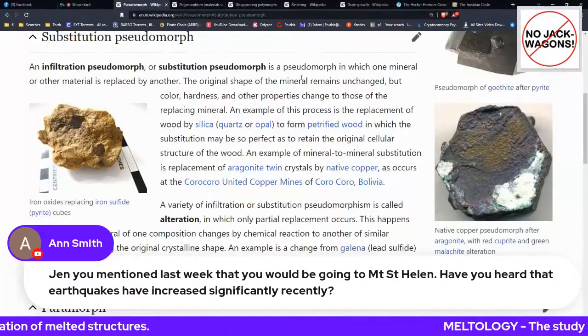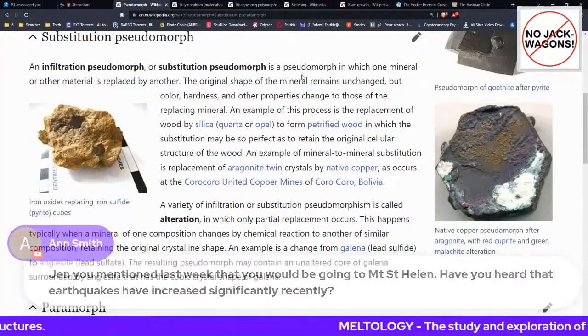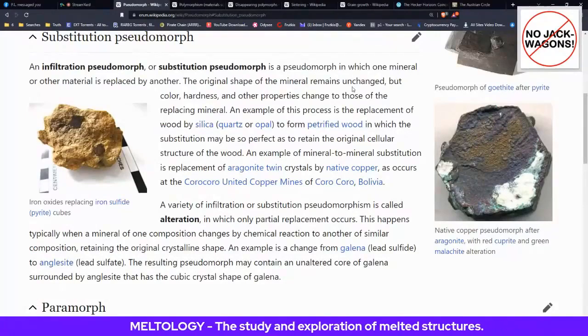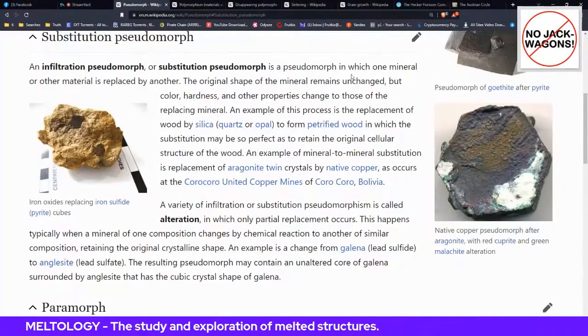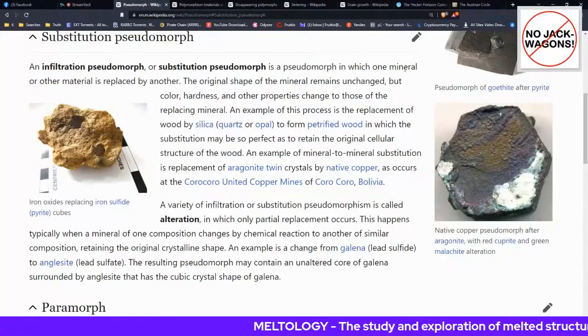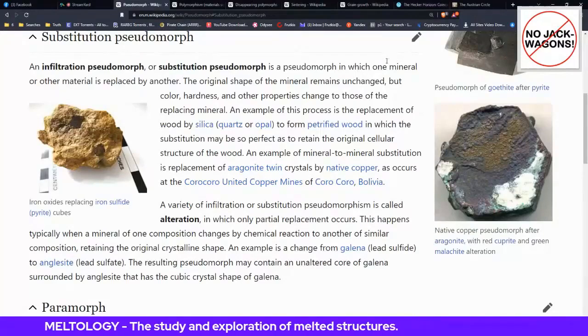Yeah, because this is what controls everything. It's the crystalline structures and everything. And no, I have not heard that the earthquakes increased around Mount St. Helens, and that is one of the places we're planning on seeing. So hopefully I don't get swallowed up by an earthquake, a melted building. Yeah. I'm going either way. I don't care. We're going.